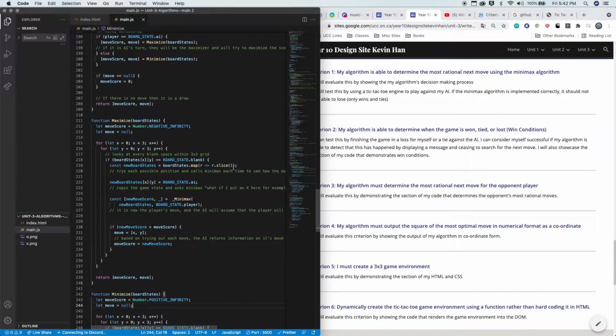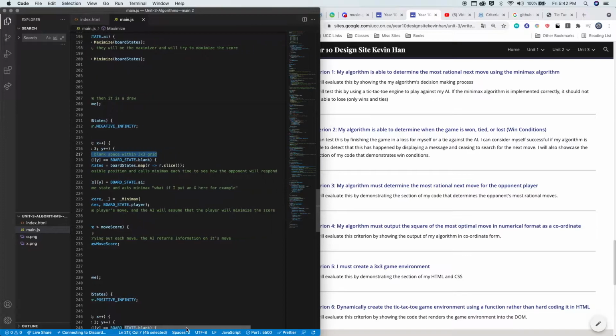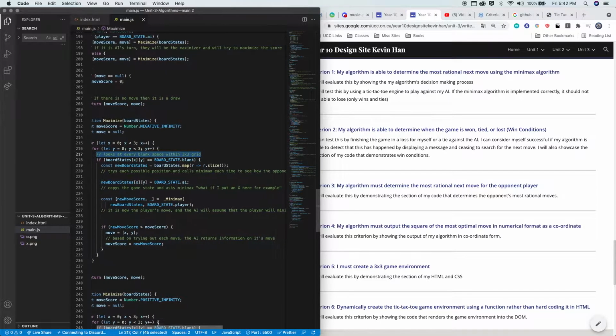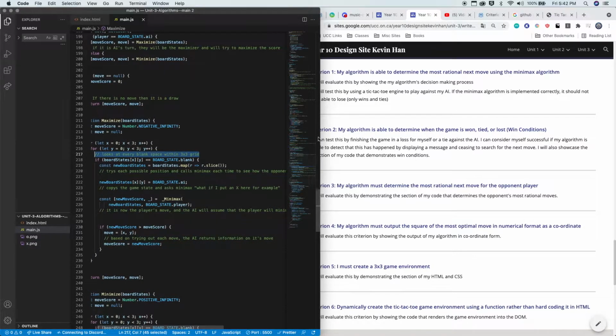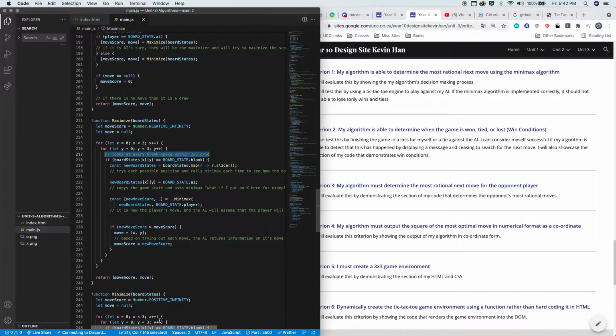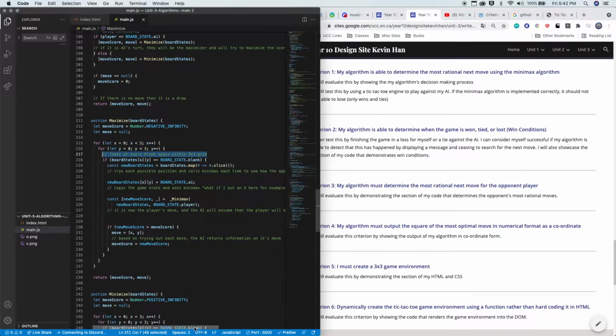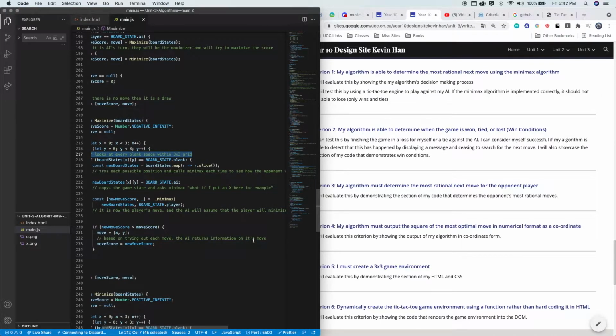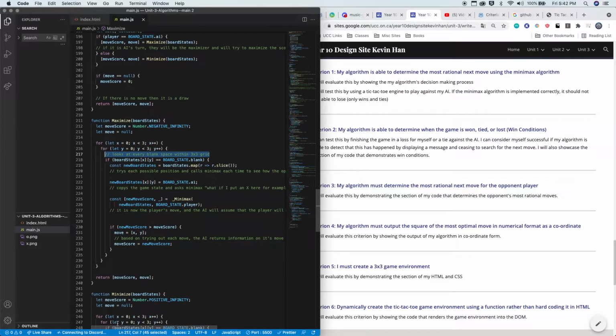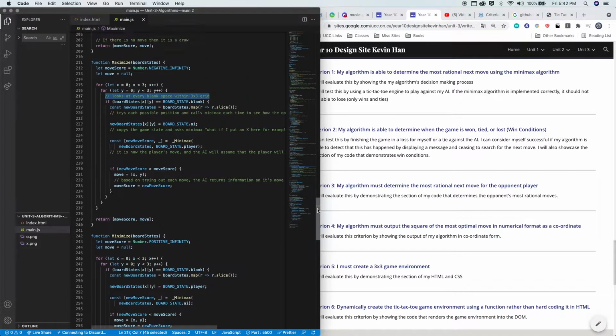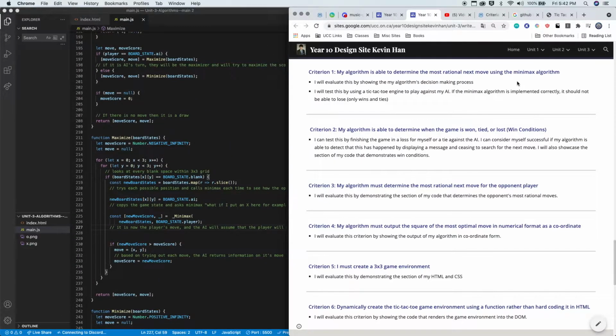Here, my AI essentially looks at every single blank space within the 3x3 grid, and it tries each possible position and calls minimax each time to see how the opponent will respond. After doing this, it copies the game state and asks minimax, what if I put an X here on any place on the grid? And after doing this, it can determine which place is the most rational move, which place actually minimizes your opponent's score and maximizes the AI's own score. So based on trying out each move, the AI returns information on its own move after trying out every single place on the grid. So that is essentially the code that determines the most rational next move.